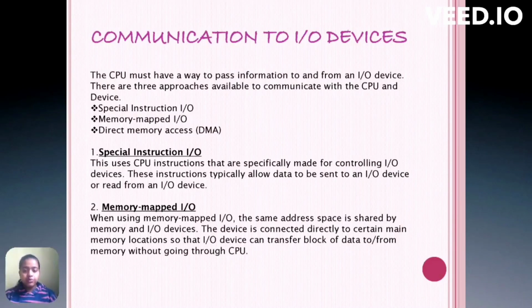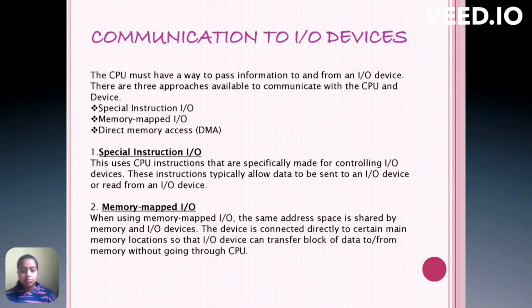Communication to input output devices. The CPU must have a way to pass information to and from an input output device. There are three approaches available to communicate with the CPU and device. They are special instruction input output, memory mapped input output, direct memory access. Special instruction input output. This uses CPU instructions that are specifically made for controlling input output devices. These instructions typically allow data to be sent to an input output device or read from an input output device.